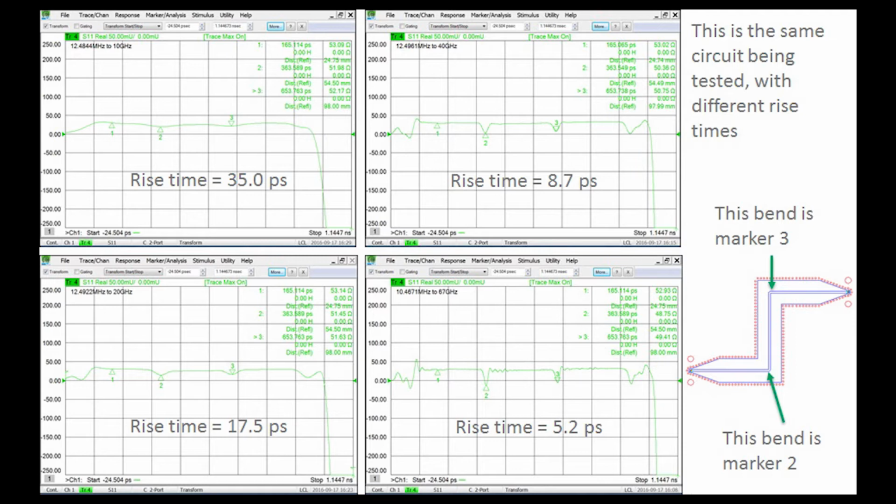And you can see when you have a very fast rise time, it's very sensitive to these differences in impedance due to these 90-degree bends. And now marker 2 and marker 3 are showing very distinct differences in impedance, and actually these are capacitive dips. So each one of these bends is an increase in capacitance.